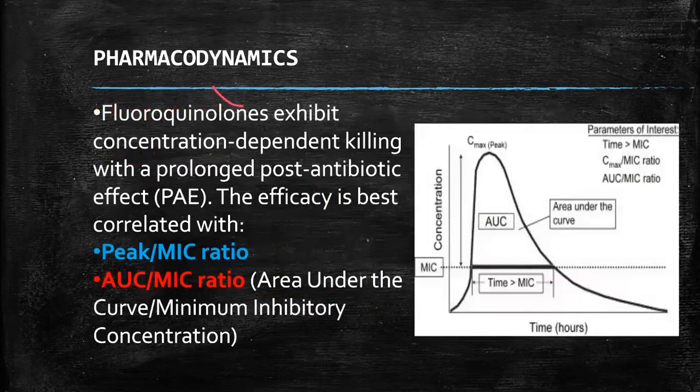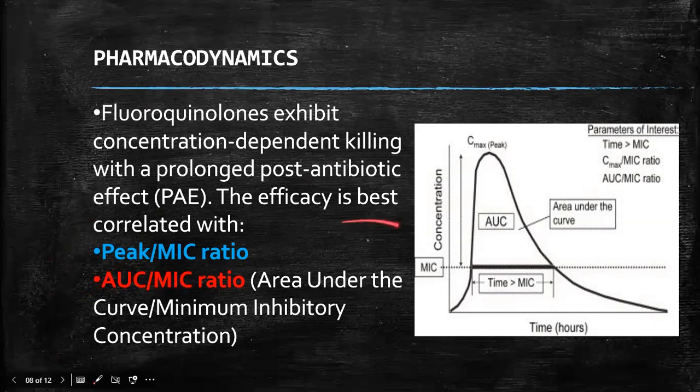Next, pharmacodynamics. Fluoroquinolones exhibit concentration-dependent killing with a prolonged post-antibiotic effect. That means if we increase the concentrations, then the killing of the bacteria will be better. And the fluoroquinolones will also give a post-antibiotic effect. So the most important things are the peak to MIC (minimum inhibitory concentration) ratio and the area under the curve over the minimal inhibitory concentration, which are good for the fluoroquinolones. If you look at the graph, on the x-axis you will see the time, on the y-axis you will see the concentrations.